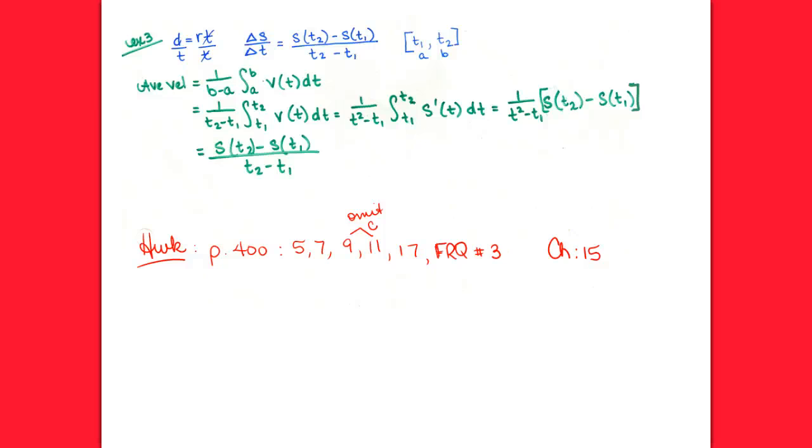All right. So for our homework tonight on page 400, we're doing 5, 7, 9, 11, 17, omit C, FRQ number 3, challenge 15.